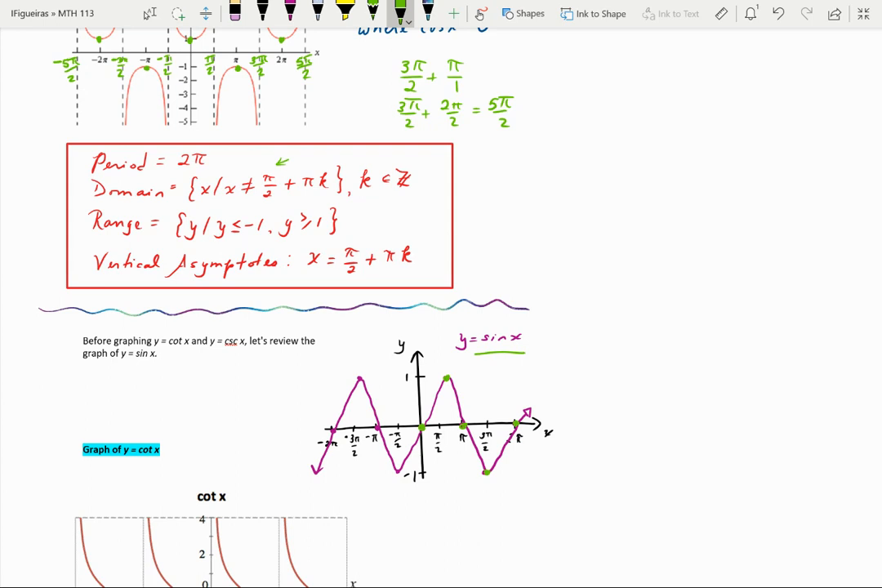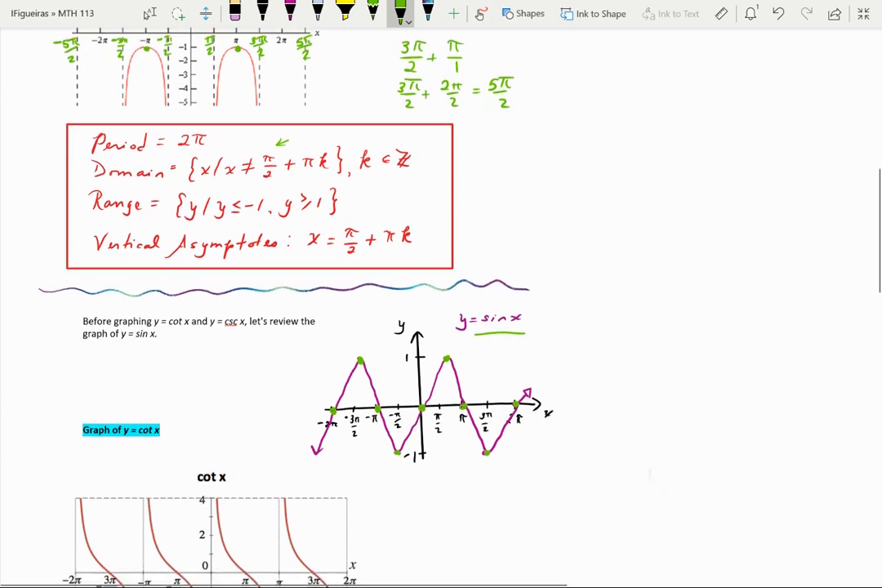If I plot another period to the left of 0, at negative pi over 2, it's -1. At negative pi, it's 0. At -3 pi over 2, it's 1. And at -2 pi, it's also 0. So remember, this graph will keep going up and down, oscillating forever and ever in both directions.